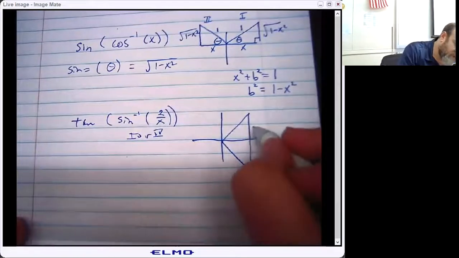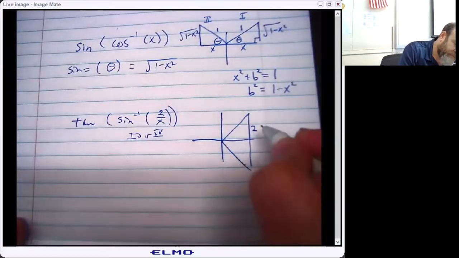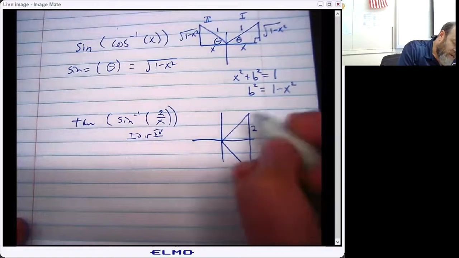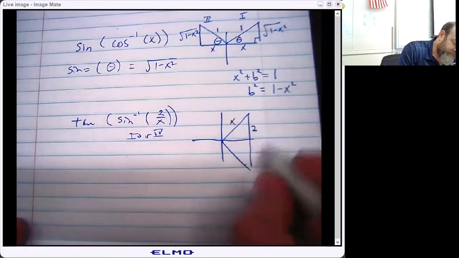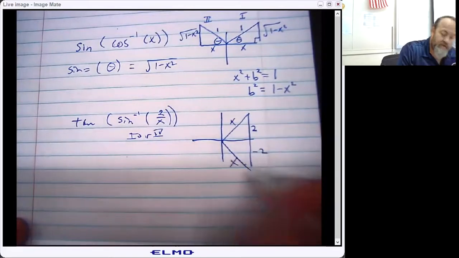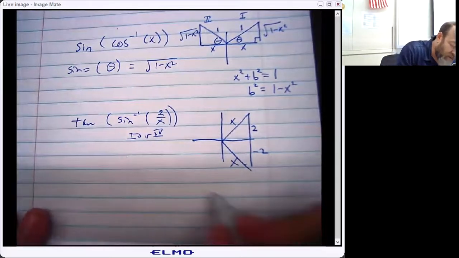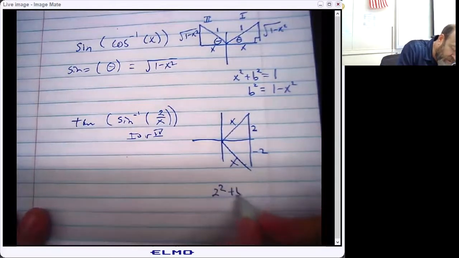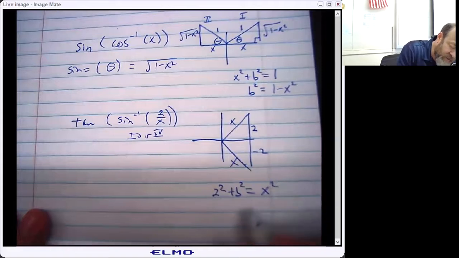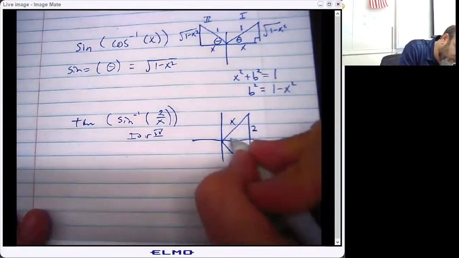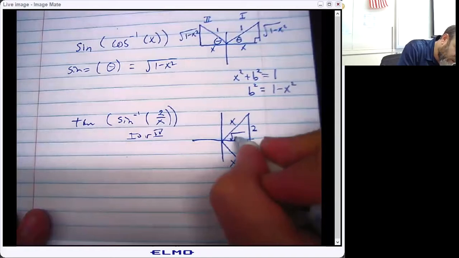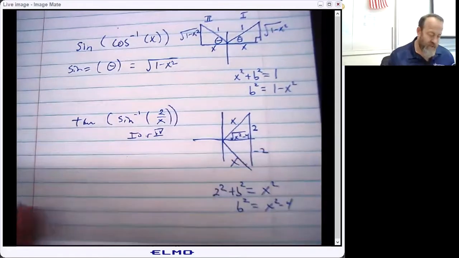The definition of sine is opposite over hypotenuse. Now, in this case, it would be negative 2 over x because it is going down. And then the Pythagorean theorem, a squared plus b squared equals c squared, would make this one the square root of x squared minus 4, and that's going to the right.